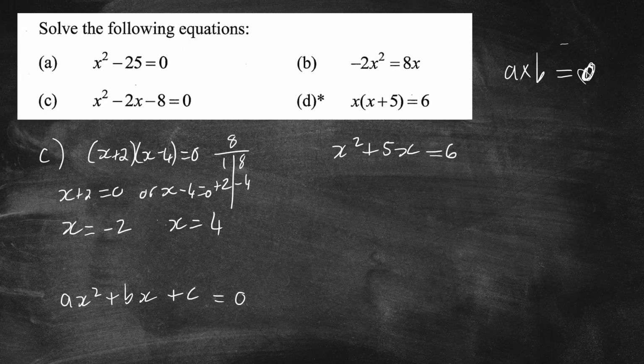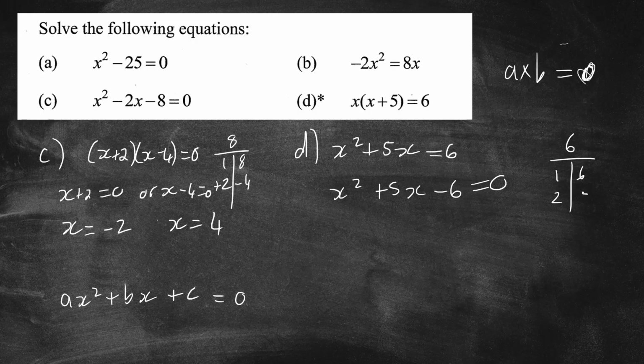So multiply out the bracket, and then take the 6 over to the other side. So x squared plus 5x minus 6 equals to 0. Okay, now factorize again. Factors of 6, 1 and 6, 2 and 3. To get plus 5, well, we can use plus 2 and plus 3, but we actually cannot, because the signs must be different because of this negative. So we have to use the plus 6 minus 1.